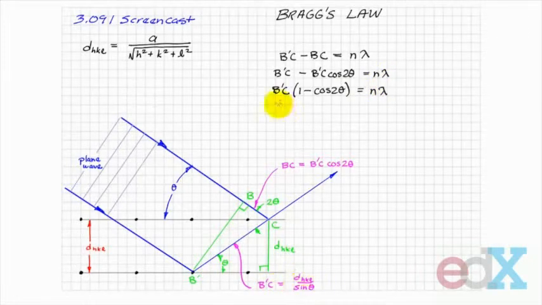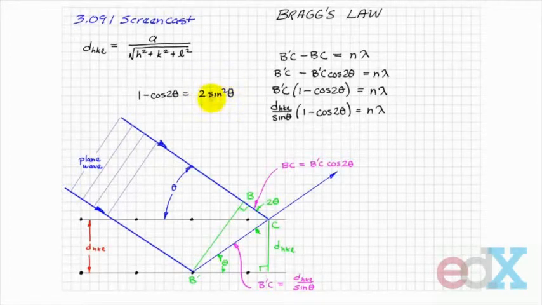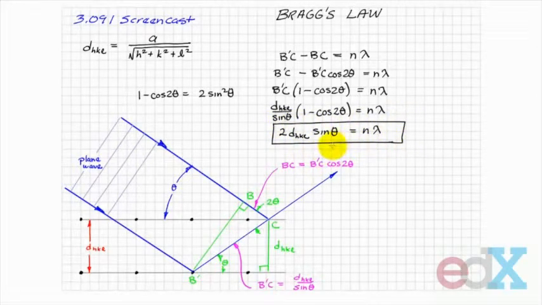But B prime C is d_hkl over sine theta. But there's a trigonometric identity that says that 1 minus cosine 2 theta is the same as 2 sine squared theta. So I can substitute this in here, and you'd have 2 sine squared theta divided by sine squared theta, so you end up with 2 d_hkl sine theta equals n lambda. And that's what we call Bragg's law.